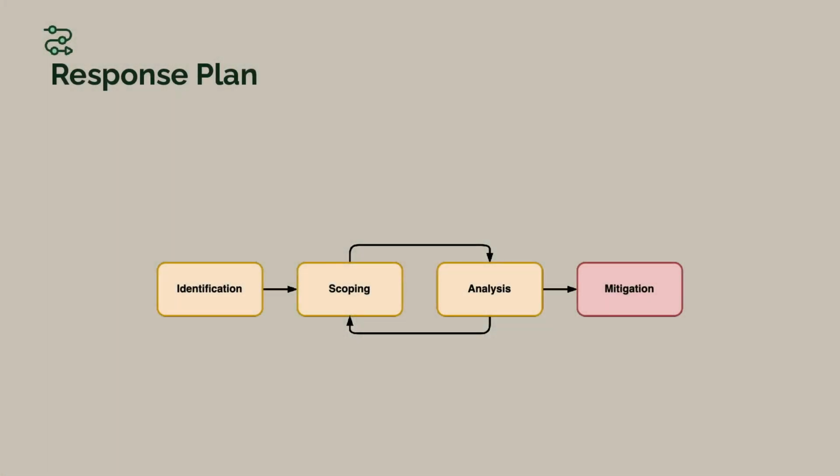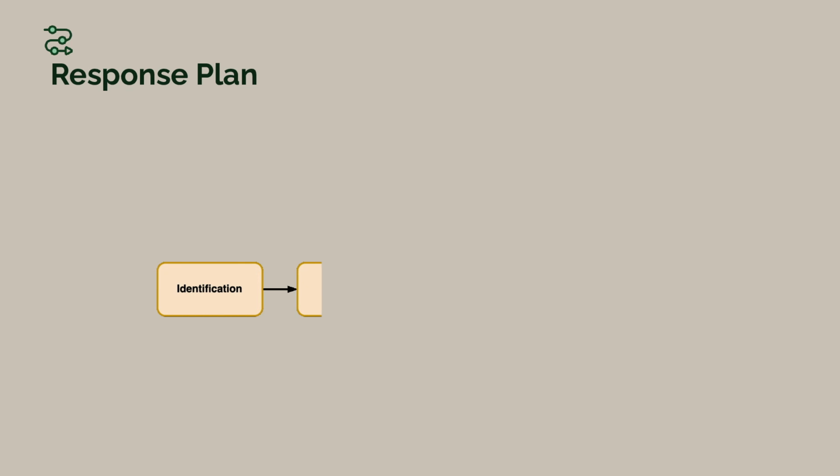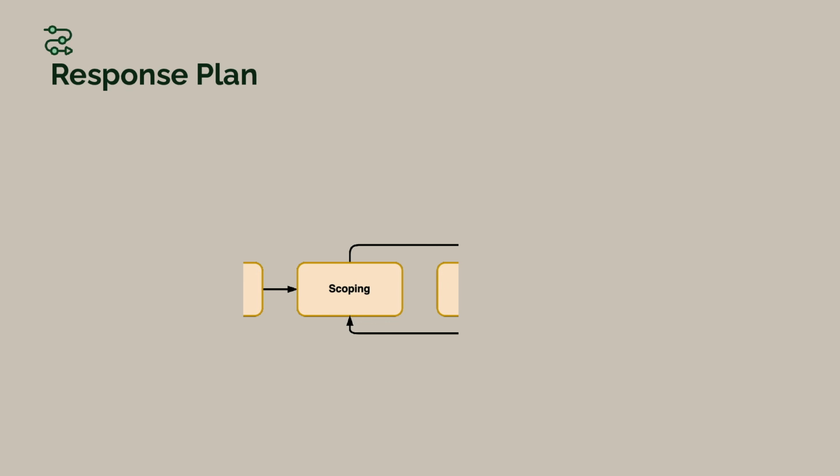When we're on call, a simplified incident response plan looks a little like this. We identify that a problem has occurred, usually through an alert or a human escalation, and we start scoping the problem. How big is it? How much impact does it have? How severe is it on our customers?